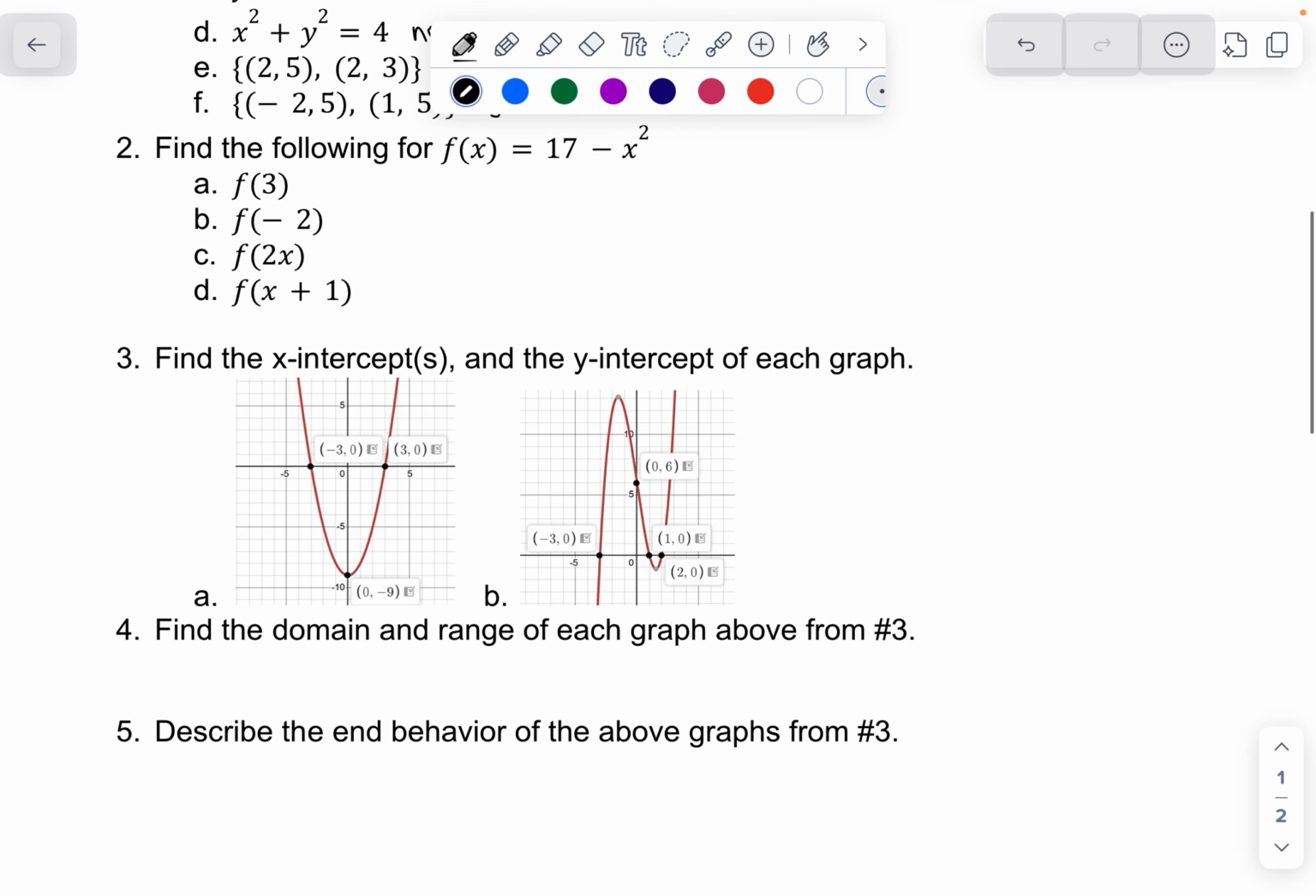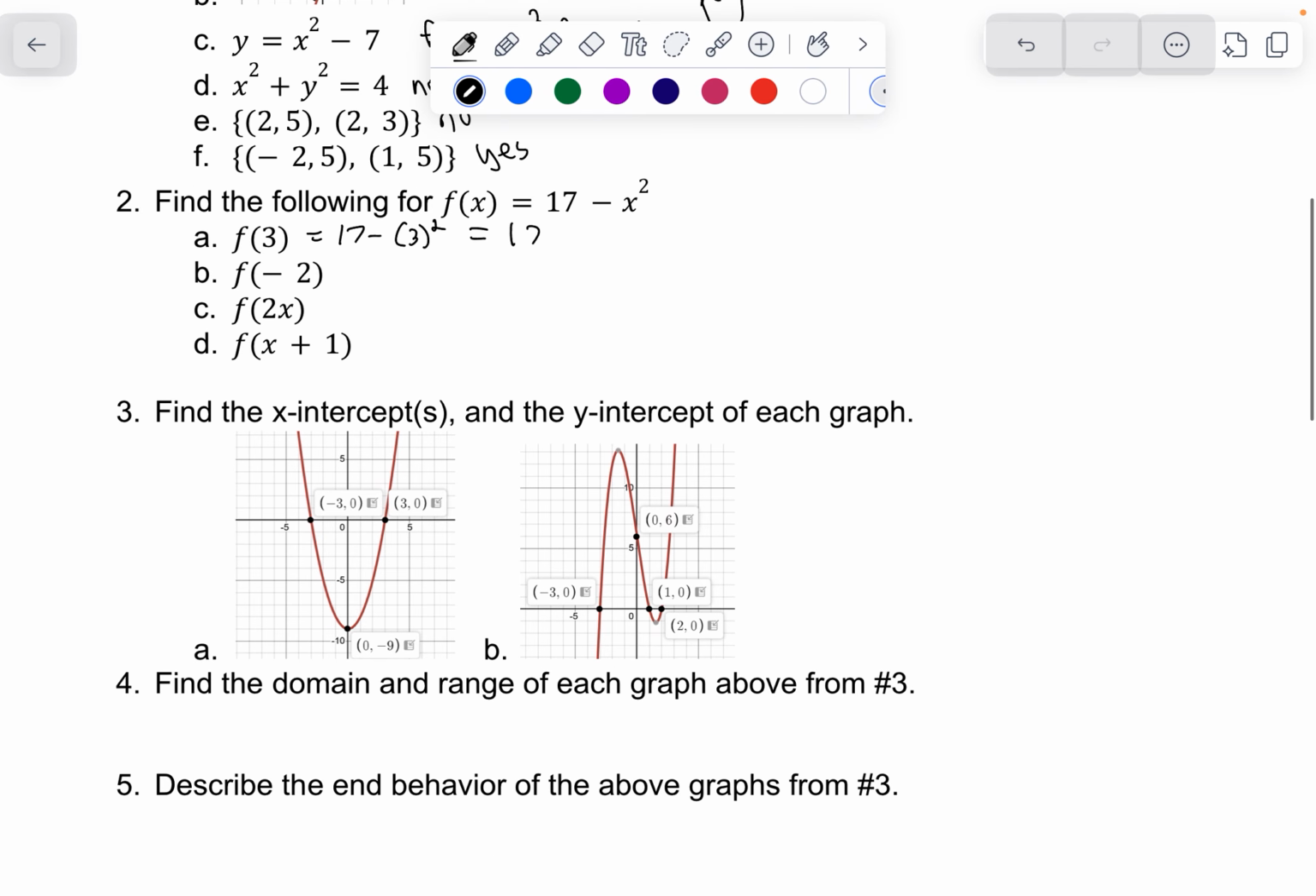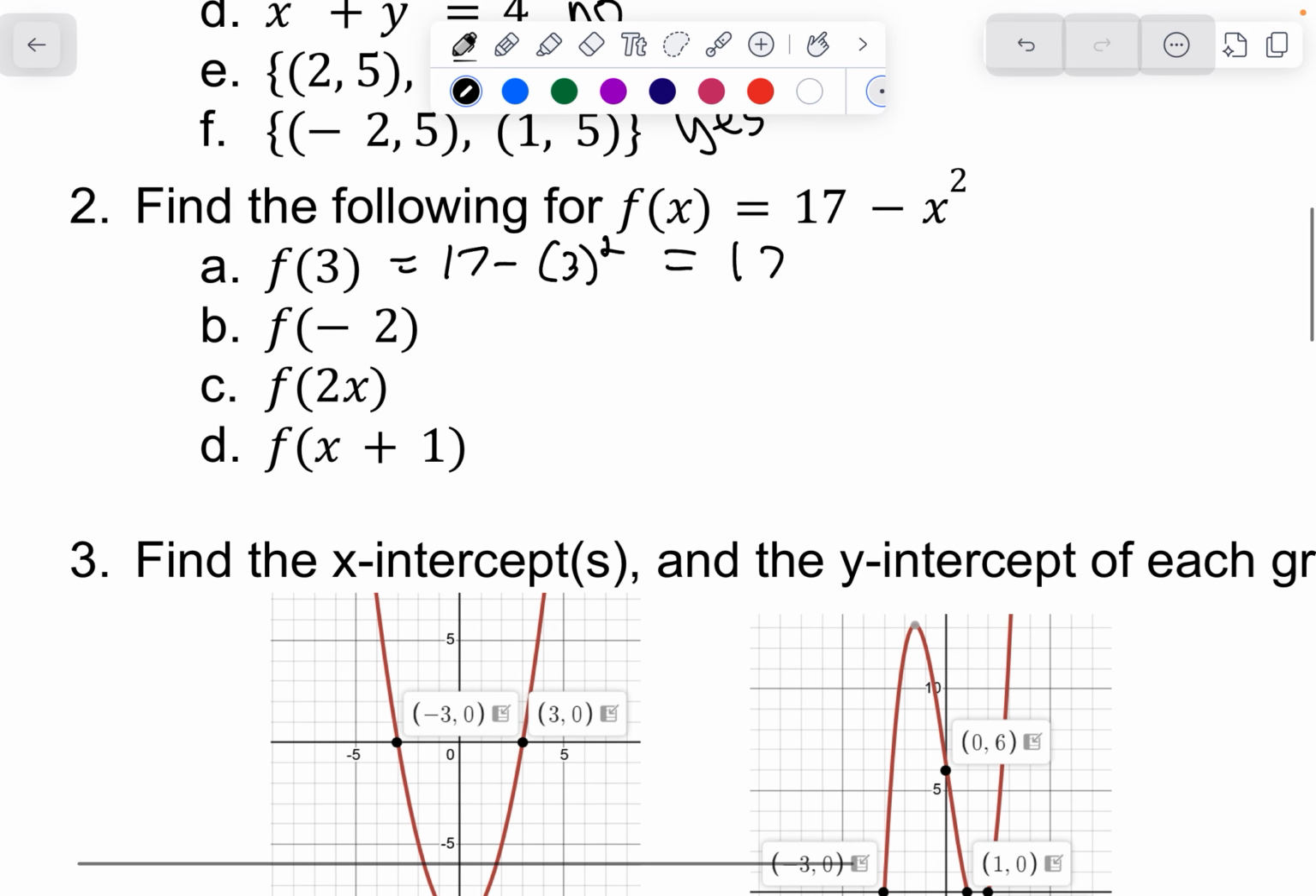Next, we need to know how to use a function. So we have this function f of x equals 17 minus the quantity of x squared. Make sure that you put your input, in this case 3, into parentheses. Following order of operations, we've got to square it first. So 3 squared is 9. That negative is not in the square, so we're just going to leave it there. And then you do 17 minus 9, which is 8.